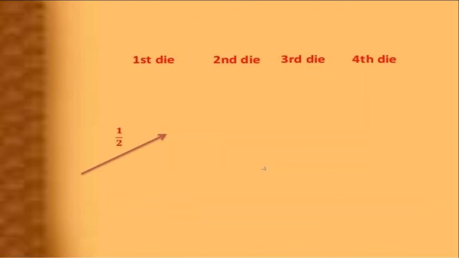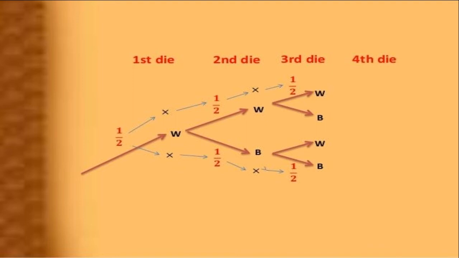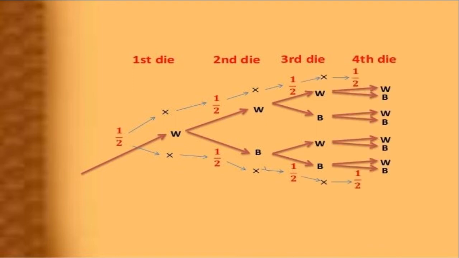Next, first die, 1 of 2. Next, first die, second die, 1 of 2, 1 of 2, and so on. Next, first die, second die, third die, fourth die, 1 of 2 times 1 of 2 times 1 of 2 times 1 of 2 equals 1 of 16.